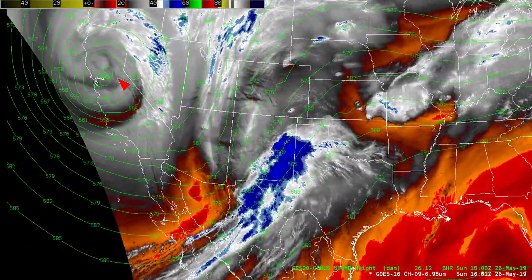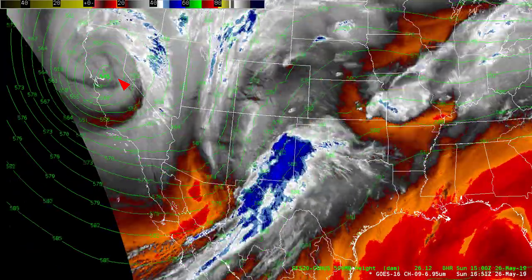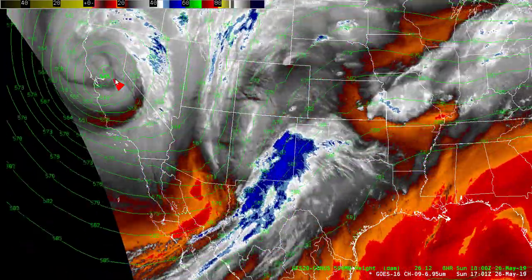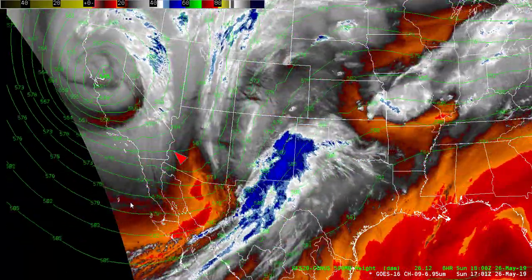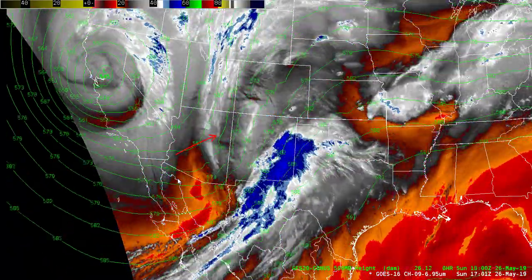Here's the GOES 16 water vapor imagery at 6.9 microns, along with the 500 millibar heights overlaid. The obvious feature is this closed low over California. We have a lead shortwave in Arizona that's moving towards the northeast.